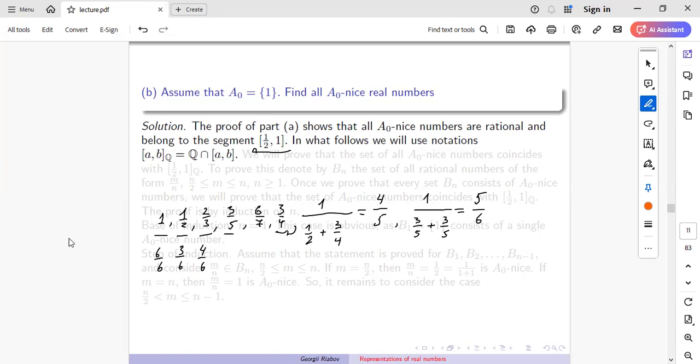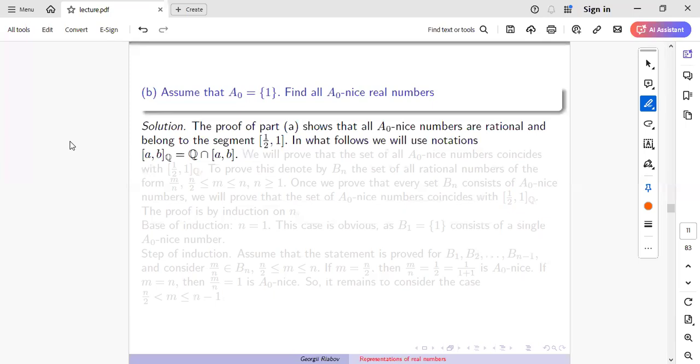And once we made such a suggestion or hypothesis, now we can try to prove it. It is a very important step, first to understand what you want to prove, and then actually prove it. I will use the following notation. The segment 1/2 to 1 with the index q means all rational numbers from the segment 1/2 to 1.